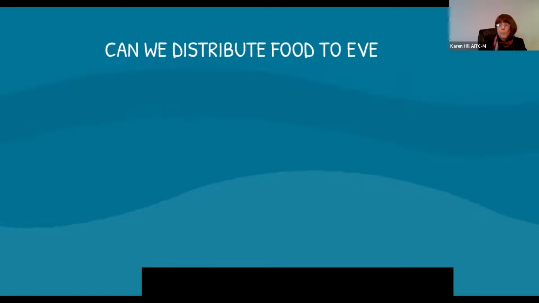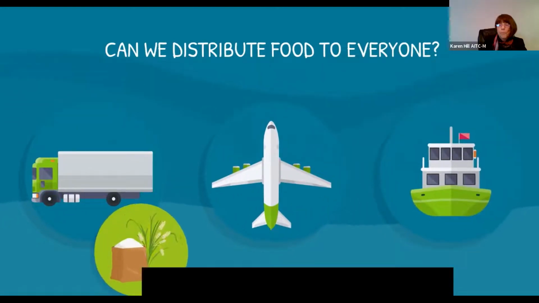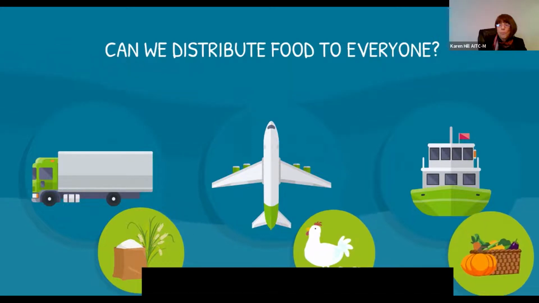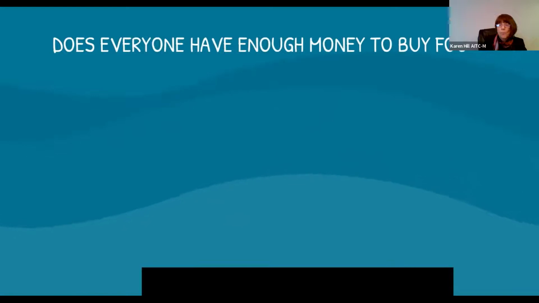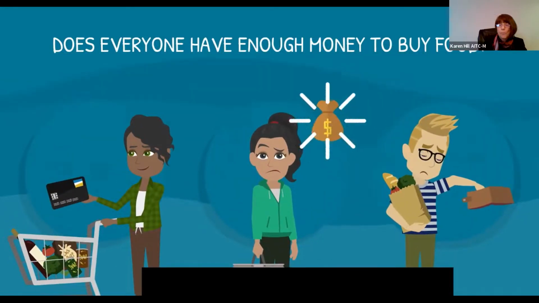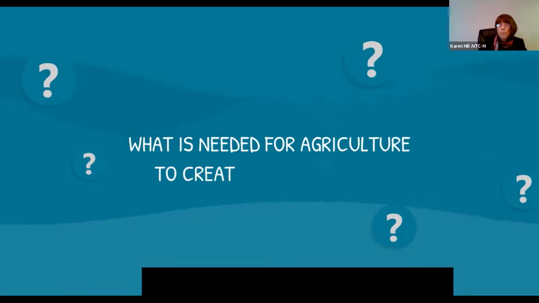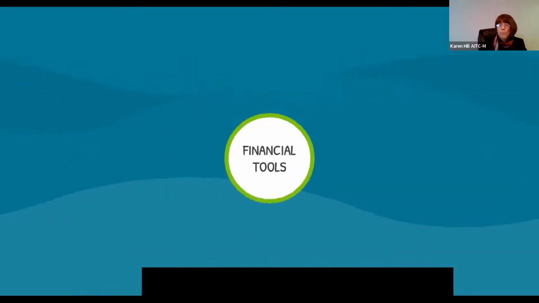Can we distribute food to everyone? Agriculture uses innovative ways to help increase the distribution and access of food to all people. Does everyone have enough money to buy food? Agriculture helps economies to grow, providing more jobs and income to people so they can buy more food. What is needed for agriculture to create food security?